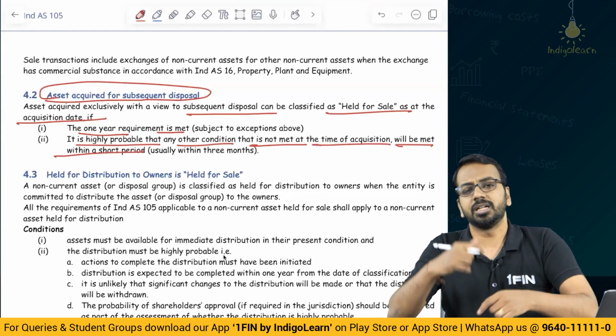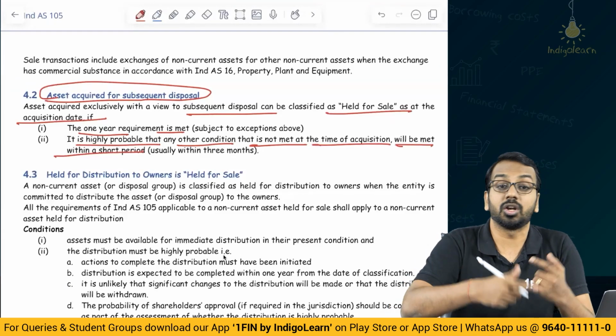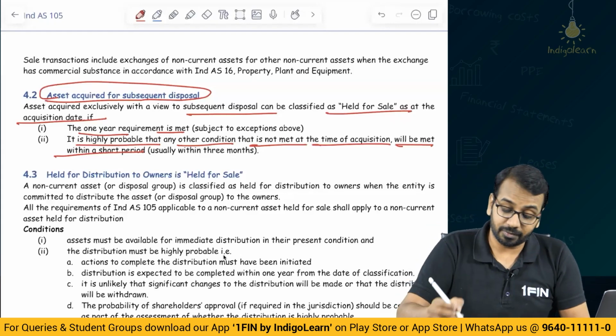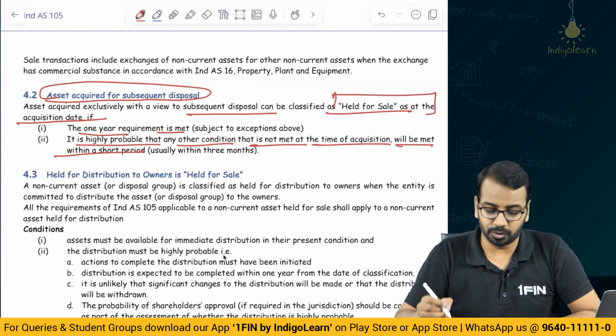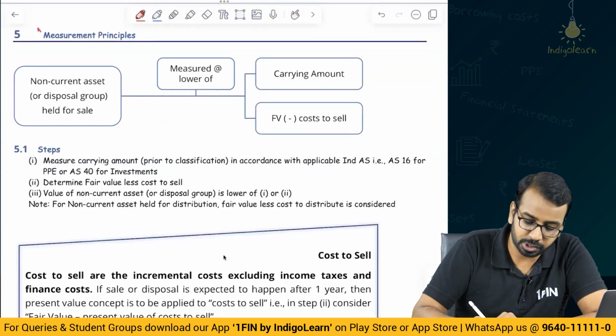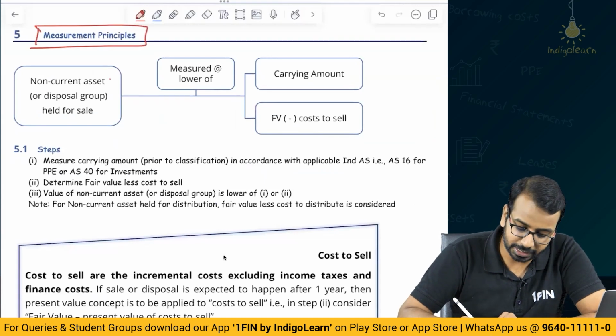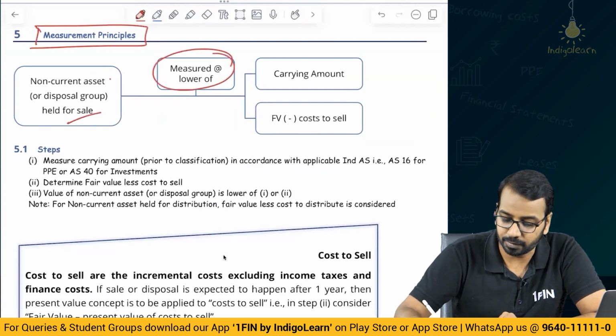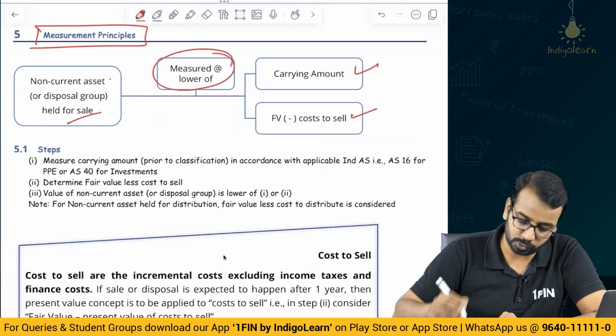So, you buy an asset with an intention to resell it immediately, a non-current asset, then you will classify it as held for sale as at the acquisition date. Now, coming to the most important part, the measurement principle. Non-current assets held for sale are measured at lower of carrying amount and fair value less cost to sell.